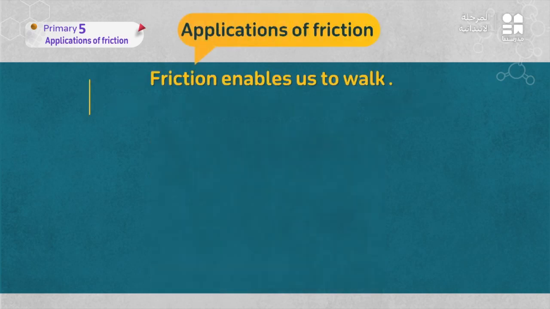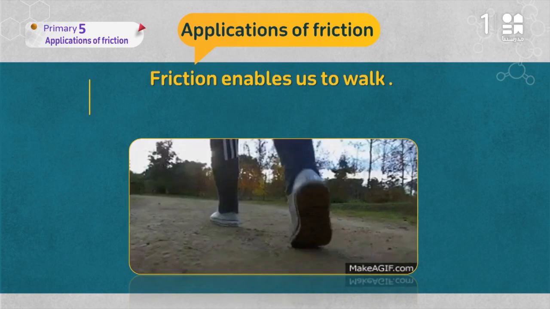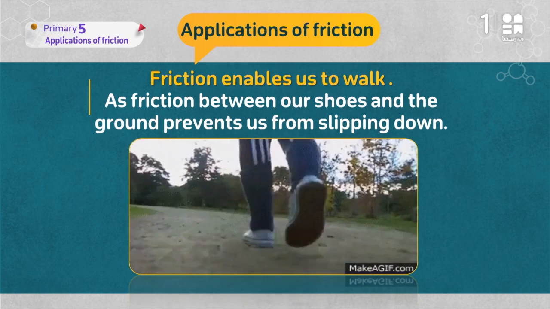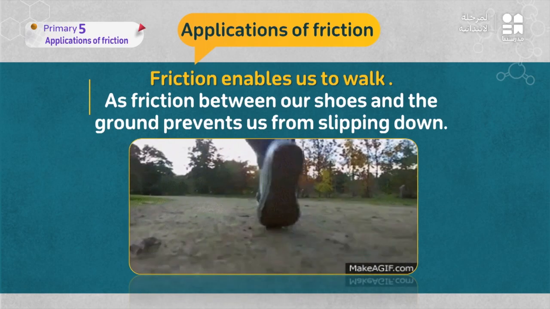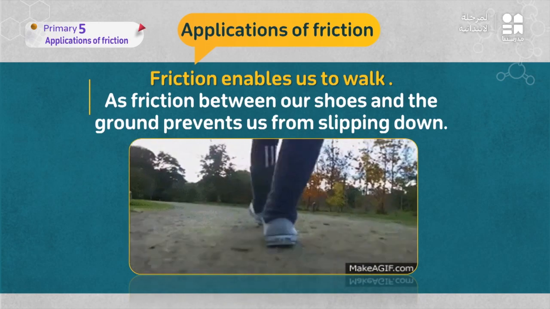Okay, what else? The friction enables us to walk. Wait a minute. الفريكشن هي اللي بتخلينا to walk and run and all of that. Yes. The friction between our shoes and the ground helps us to move. The friction between our shoes and the ground prevents us from slipping down. لو ما فيش friction ما بيننا وما بين الارض هيحصل ايه؟ We're gonna slip down. هنقع. ايه اللي بيحافظ علينا ما بنقعش؟ بسبب الفريكشن between our shoes and the ground. So friction enables us to walk. How or why? Because the friction between our shoes and the ground prevents us from slipping down.